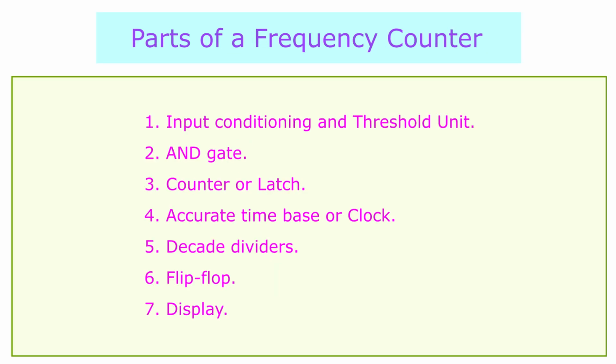Parts of a frequency counter. A general purpose frequency counter has some form of amplifier, filtering and shaping circuitry at the input. DSP technology, sensitivity control and hysteresis are other techniques to improve performance. The different parts of a frequency counter are input conditioning and threshold unit, AND gate, counter or latch, accurate time base or clock, decade dividers, flip-flop and display.